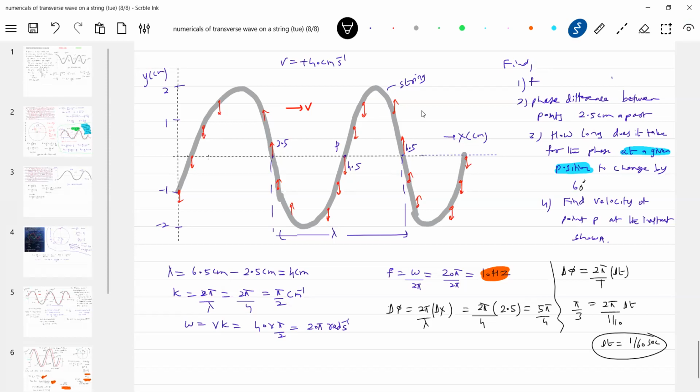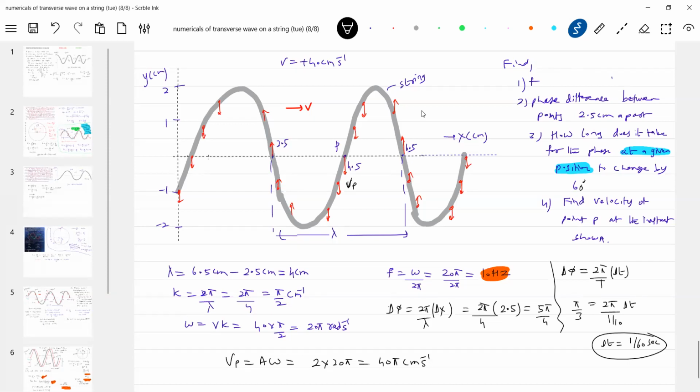Okay, this one. Find the velocity of point P at the instant shown. How to get the velocity of point P? I think it's quite clear, no? We know the amplitude, how much? 2 centimeter. Do we know omega? Yes, we know omega. So the velocity of point P is given by A into omega. 2 centimeter. Omega is how much we are having? 20 pi. So 40 pi centimeter per second. This is the velocity of point P.